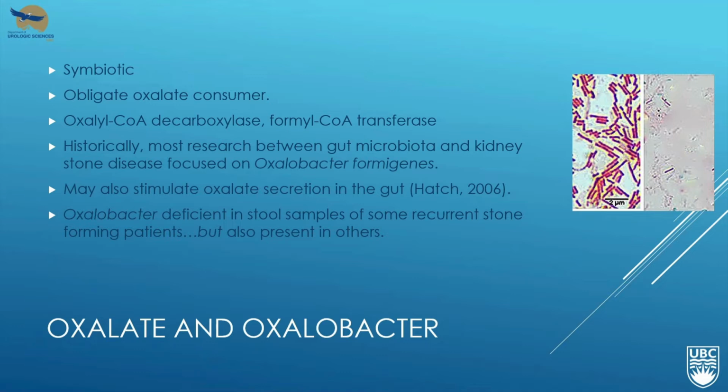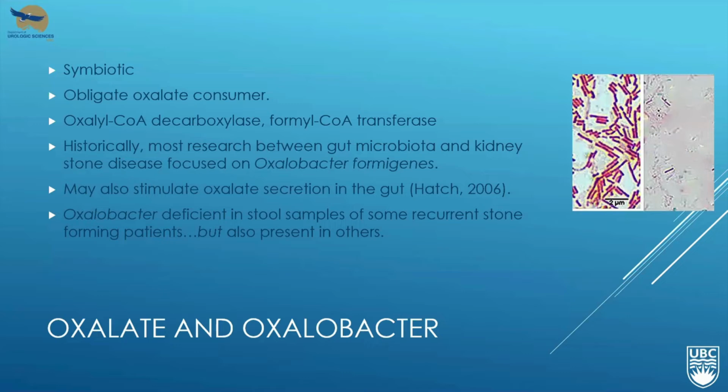So historically, most research between gut microbiota and kidney stone disease focused on Oxalobacter, because they were the first bacteria isolated from the gut shown to be obligate oxalate consumers. Interestingly, Oxalobacter may also stimulate oxalate secretion in the gut, as found in a study by Hatch in 2006. This is important because there's also endogenous oxalate production by us in our livers. This is thought to result in decreased circulating levels of oxalate and therefore decreased urinary levels of oxalate.